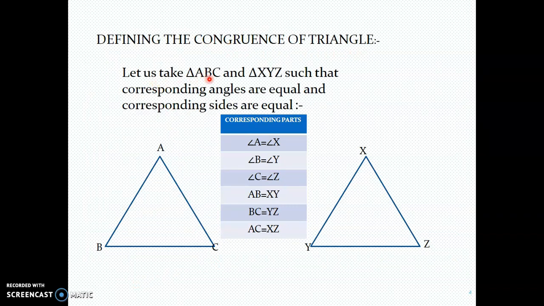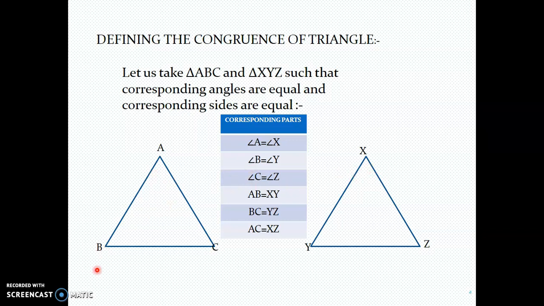So, defining the congruence of a triangle. Let us take triangle ABC. You can see this triangle ABC, and triangle XYZ. This notation, students, is of triangle, so don't forget this. Such that corresponding angles are equal and corresponding sides are equal. Understand this, corresponding angles. I have written here corresponding parts. Angle A will be equal to angle X.